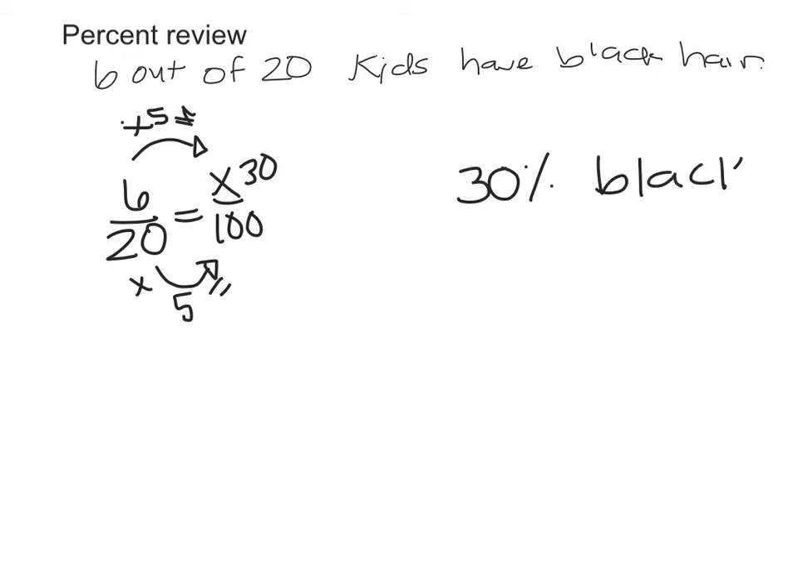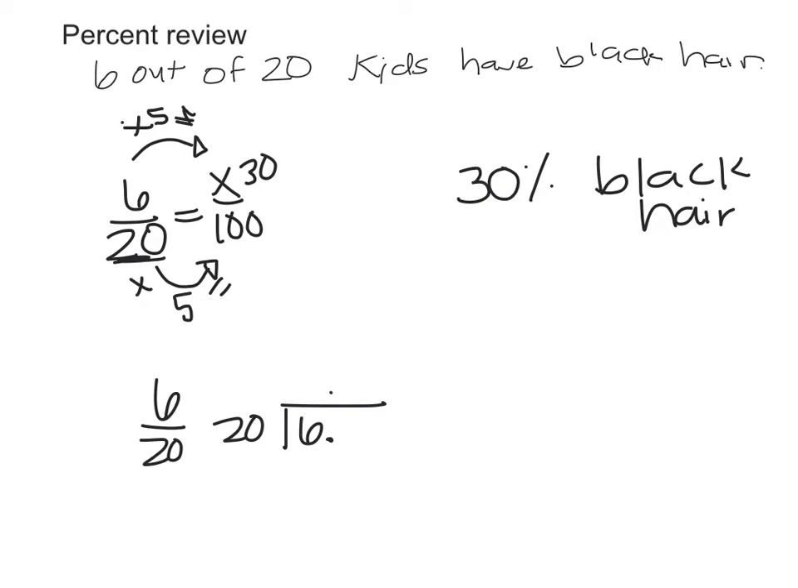That's one way. Another way you could do it, especially if your denominator doesn't easily get to 100, is to do 6 out of 20 and then 6 divided by 20. Well, 20 doesn't go into 6, so we put a decimal. 20 does go into 60 3 times, which is 60, that's even, which is 0. Now remember, we move our decimal over 2 spaces, and it gives us 30%.